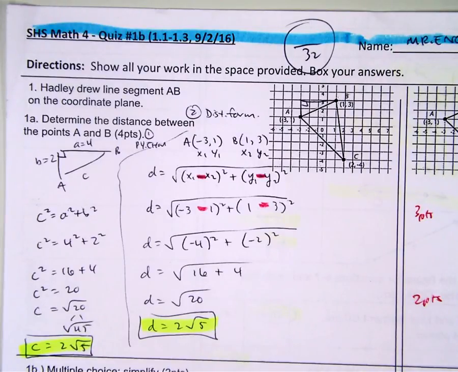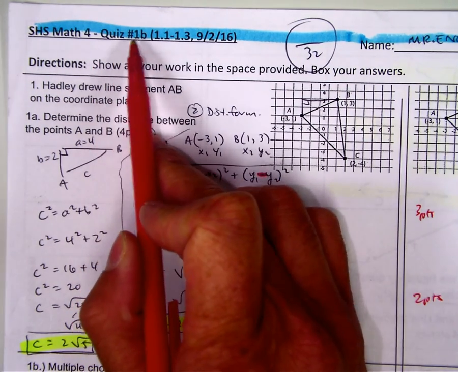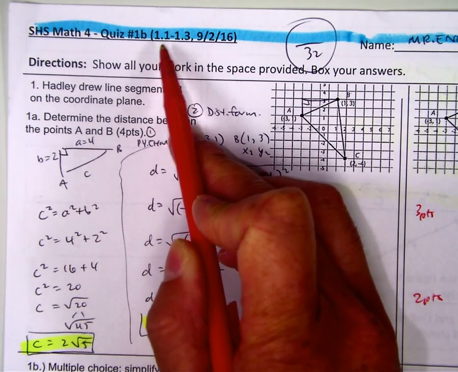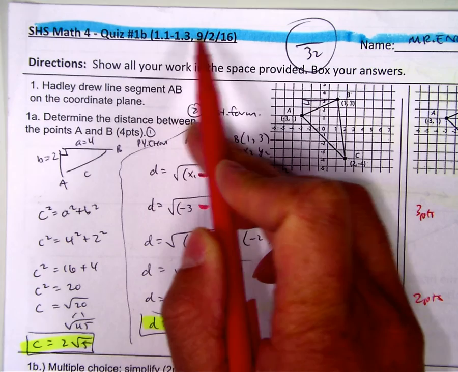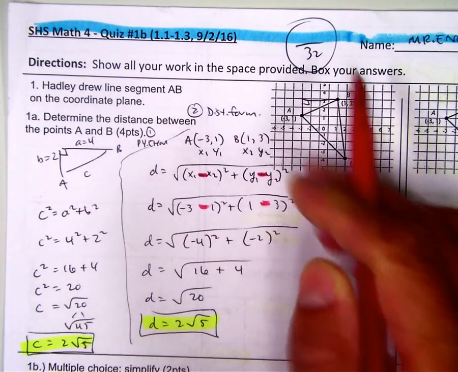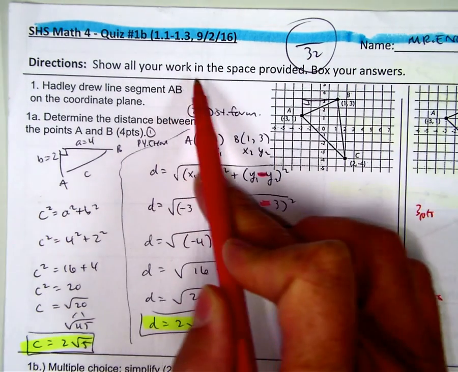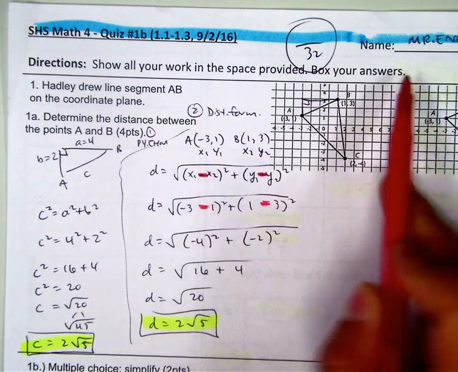Alright, these are the quiz corrections for Math 4 quiz number 1B, sections 1.1 to 1.3, taken on September 2nd, 2016. This was out of 32 points. Show all your work in the space provided and box your answers.